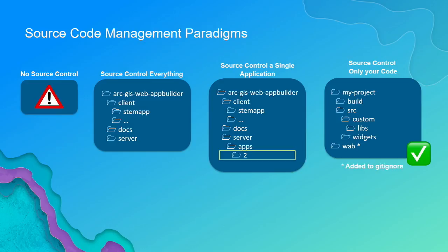So what we typically recommend is that you only source control the code that you're changing. That way you're keeping your logic separate from Web AppBuilder. And then I'm going to go through what we've got for a build process to take that code that you have and inject it into Web AppBuilder.